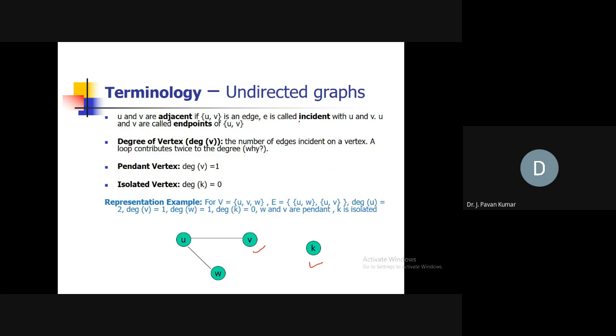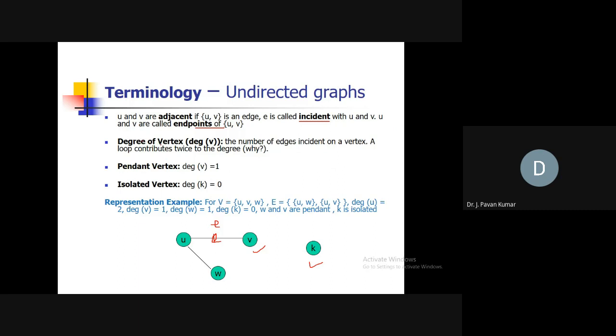with respect to an edge, we can say the edge is incident on two vertices u and v. Suppose this is an edge e. What's the relationship between this edge e and u and v? e is incident on two vertices u and v. Like that we will say. And we can call u and v endpoints as well, or terminals.